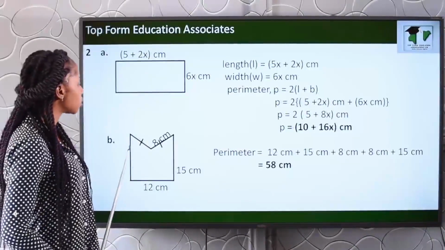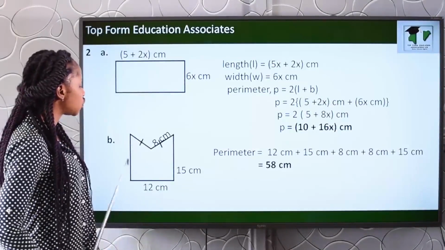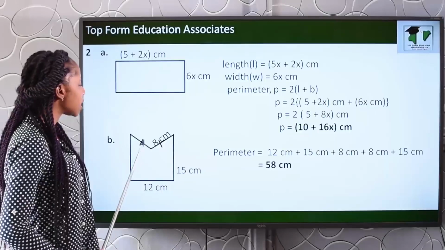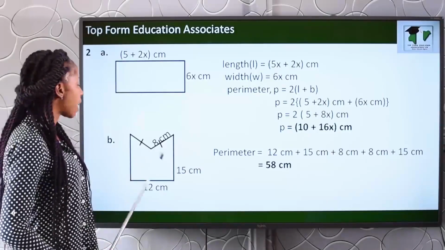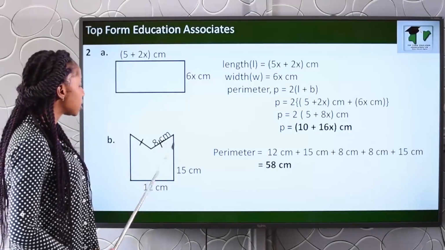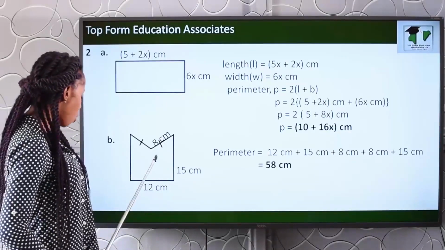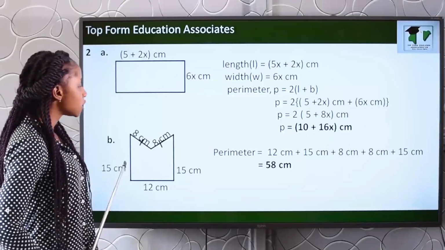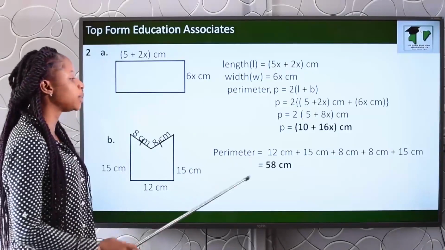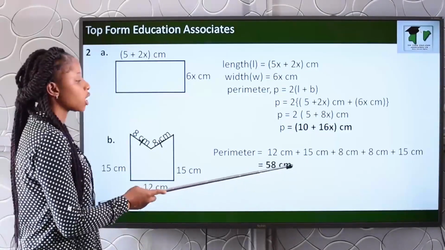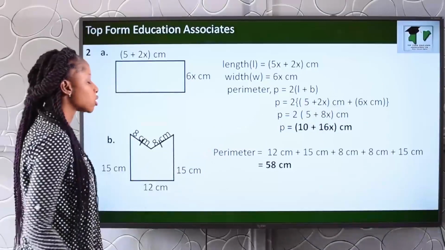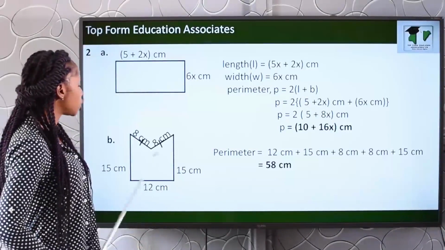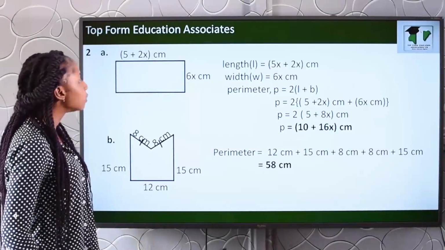Now, the B part of the question asks us to find the perimeter for this shape. If you pay close attention to the markings, you will see that it indicates that these two parts are equal. Merely looking at this diagram, you will see that this length and this length are also equal. So we put the values. This is 8 centimeters and this is 15 centimeters. To get the perimeter, we simply add all the figures together: 12 plus 15 plus 8 plus 8 plus 15 gives us 58 centimeters. Therefore, the perimeter of this shape is 58 centimeters.